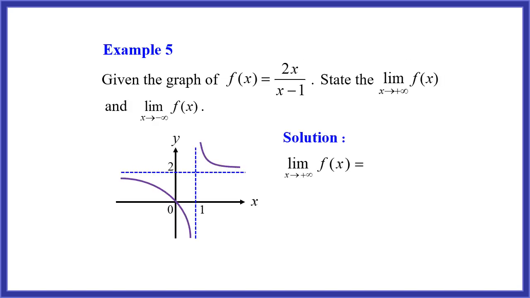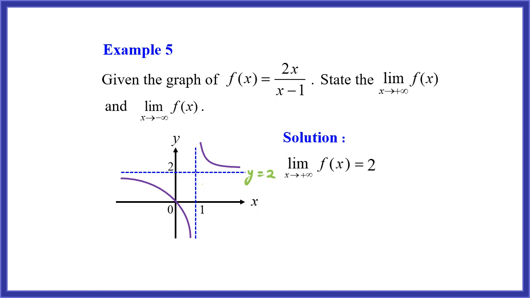So, let's see an example. Given the graph of f(x) equals 2x over x minus 1, state the limit of f(x) as x approaches positive infinity and negative infinity. Okay, so we are using the graph to give the results. If we can see, when x approaches positive infinity, going to the right side, our graph is going to y equals 2. It's going to y equals 2 but never quite reaches it. So that's why we can put 2 as the result. It's a value of y, right?